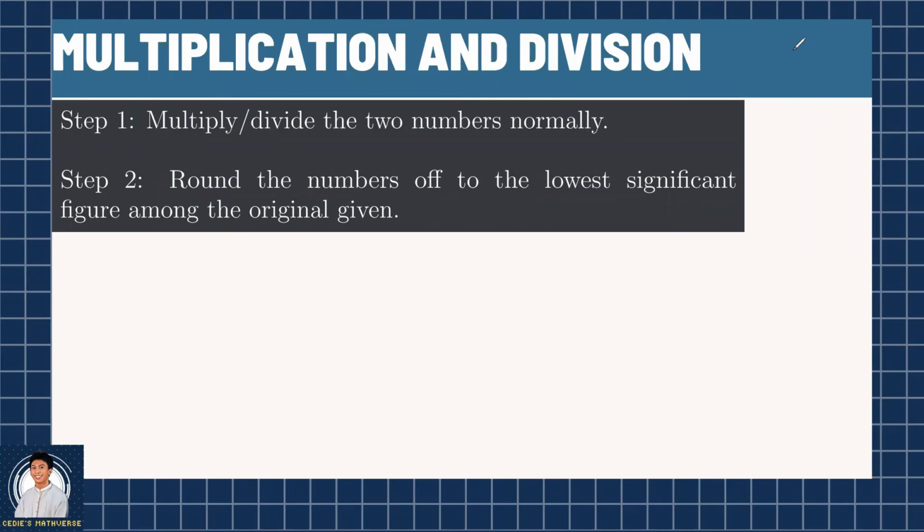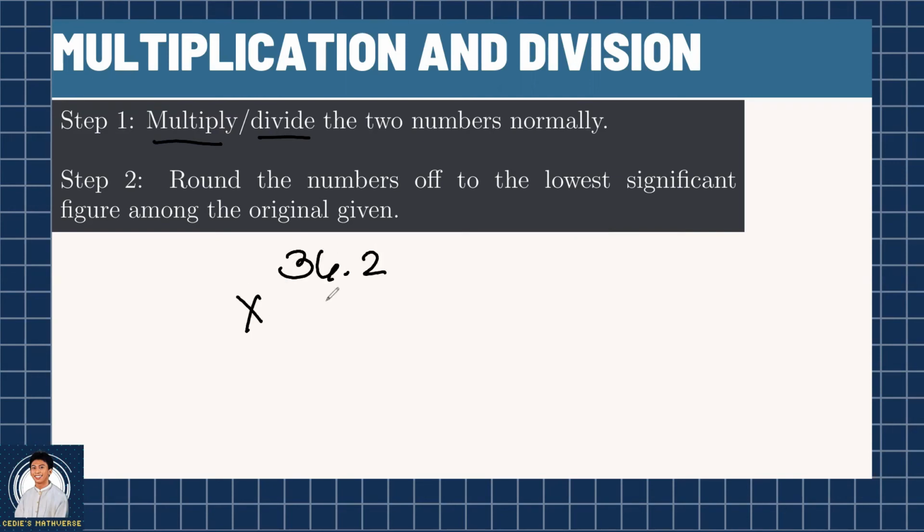Now, for our last operations, multiplication and division, we have the same 2 steps. However, there are some differences. Step 1, multiply or divide the 2 numbers normally. Step 2, round the numbers up to the lowest number of significant figures among the original given. As we can see, in addition and subtraction, the decimal places are the only ones that are considered. But here, we consider the whole number itself. Let's give it a try.